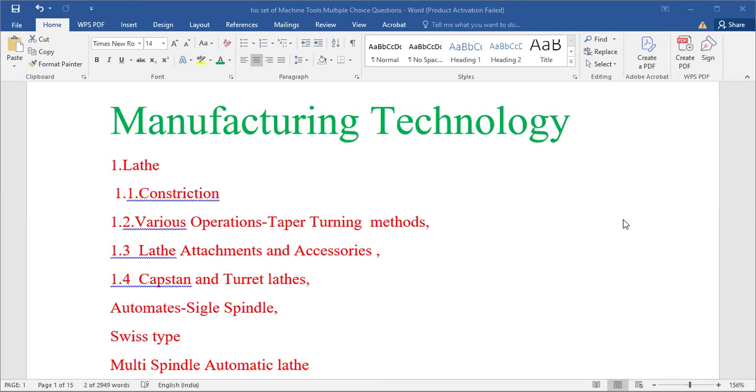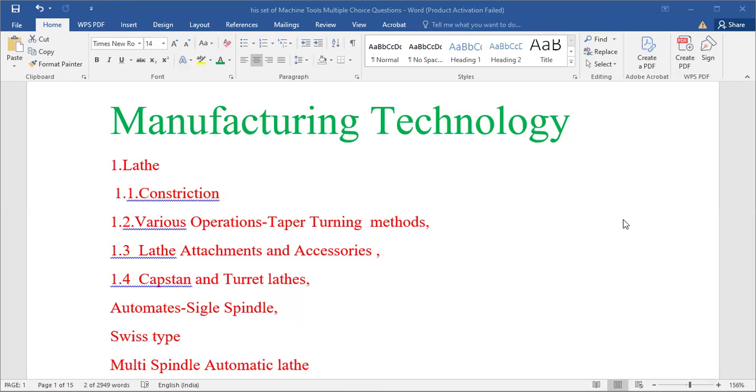First you have facing, then plain turning. After plain turning, you have step turning. After step turning, you have taper turning. You know the taper turning formula: tan alpha equals (D minus d) by 2L. The taper angle alpha equals tan inverse of (D minus d) by 2L.